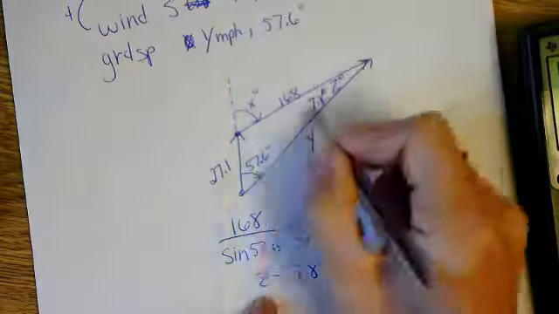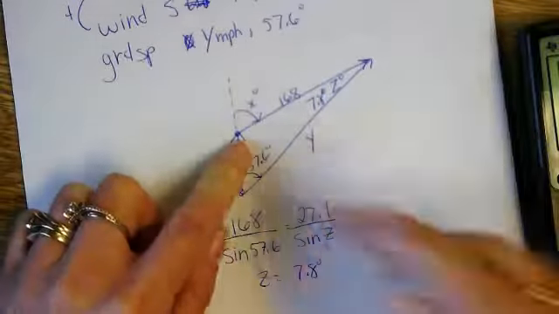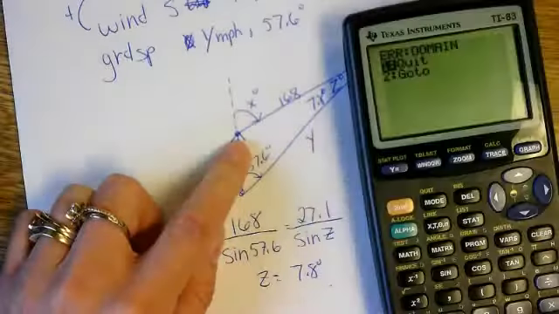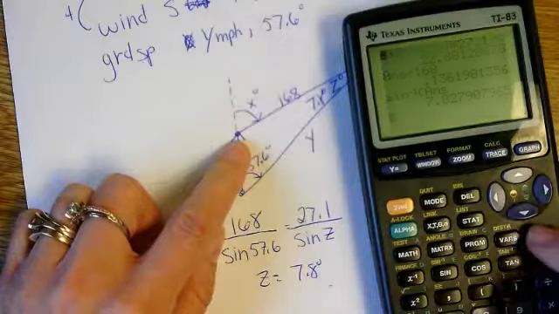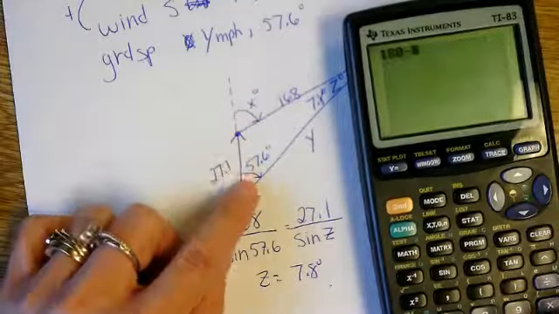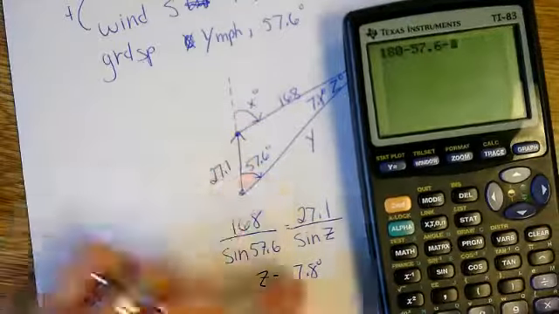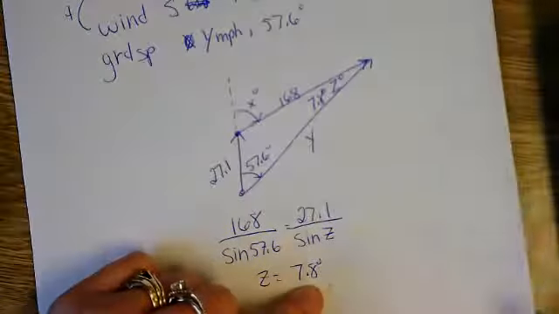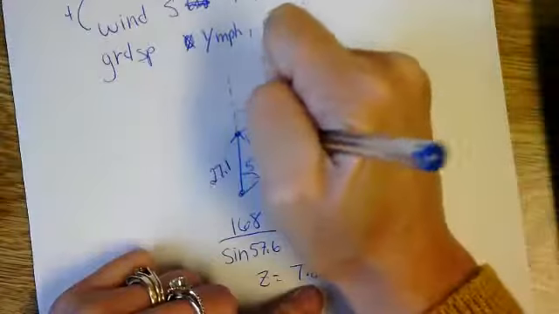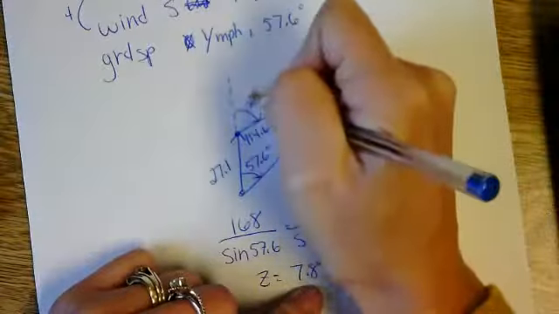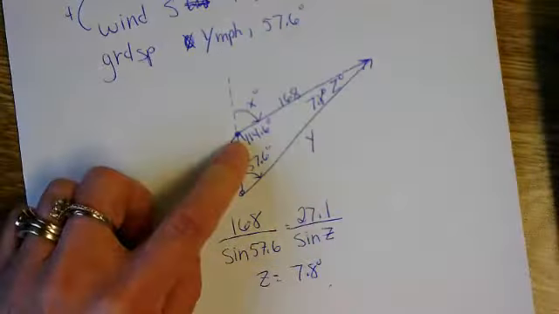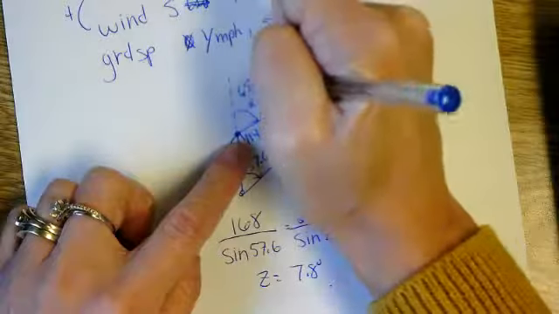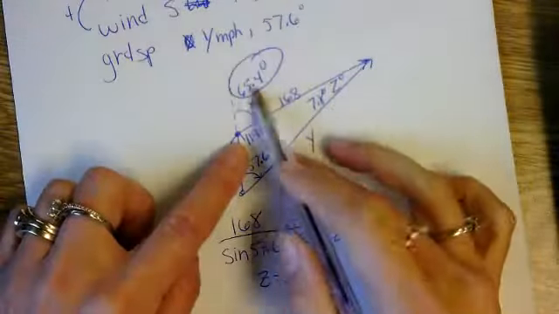Now I can do a 180 trick to get this angle here. 180 minus the 57.6 minus the 7.8. Oops. 114.6. Then if I want this angle out here, I'll subtract from 180 again. 65.4 degrees. So there's the bearing. It's going to aim at 65.4 degrees.